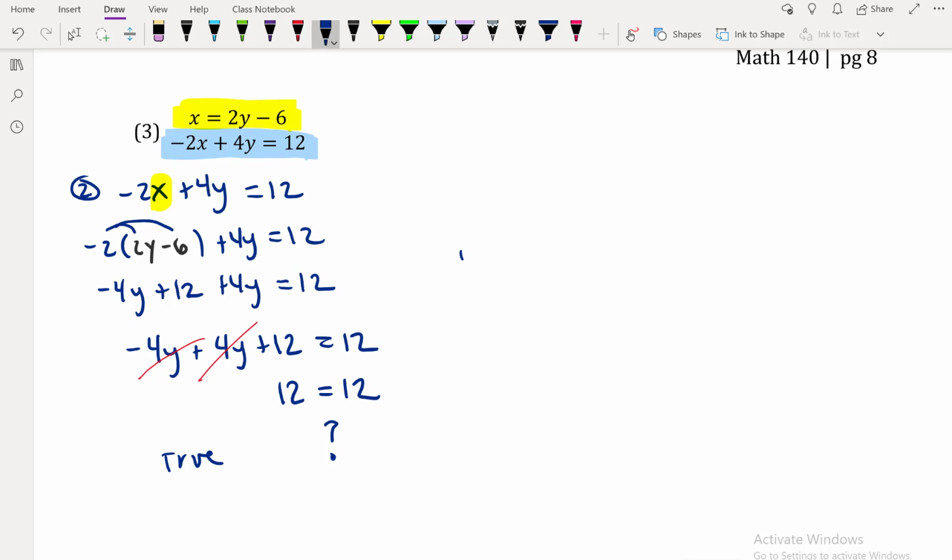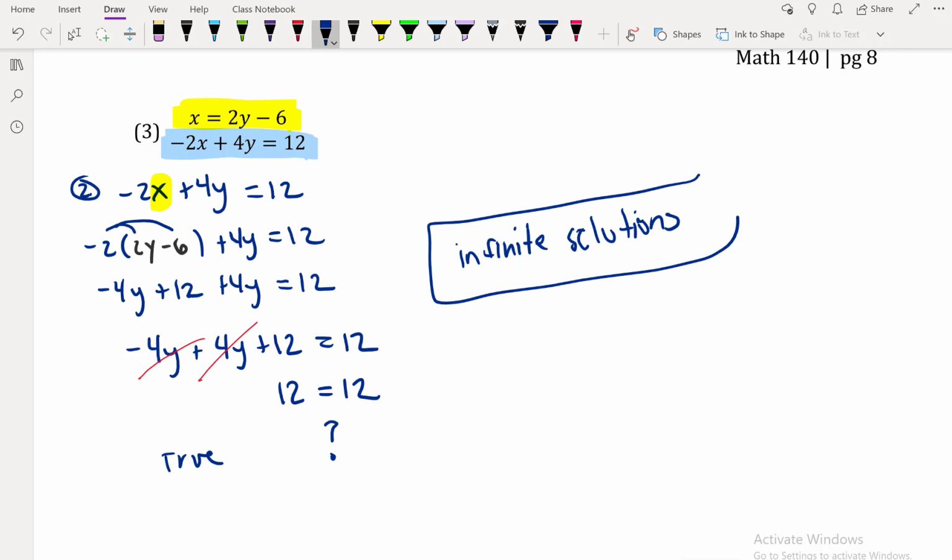So what this tells us is that we are going to have an infinite amount of solutions, because we actually have a dependent system. And if you remember from last chapter, a dependent system really just means that two lines are exactly the same, or that they are identical. And so that is going to be my answer.